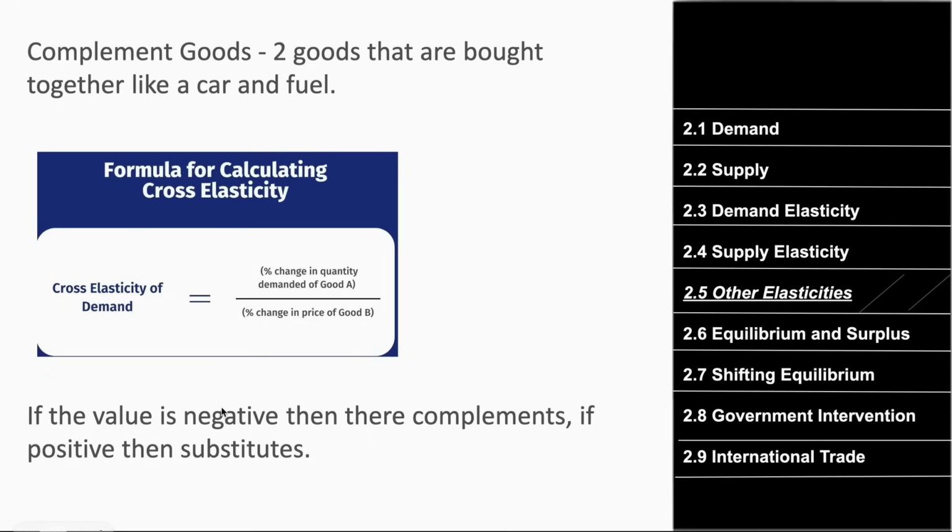So just remember, negative means complements, which means they're bought together, like car and fuel. If they're positive, then they're substitutes. That means they're bought in competition, like water bottle or bucket, or glasses and contacts.